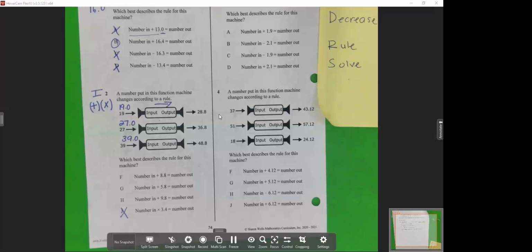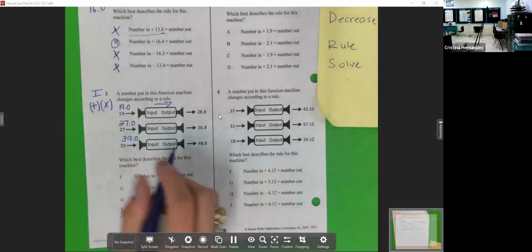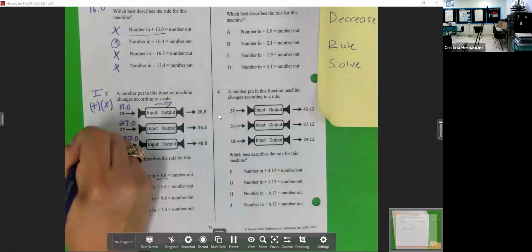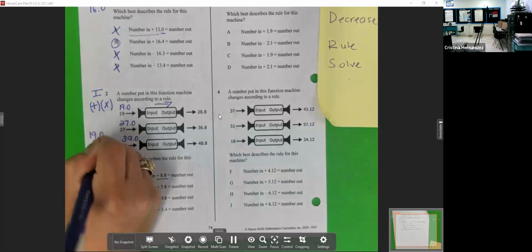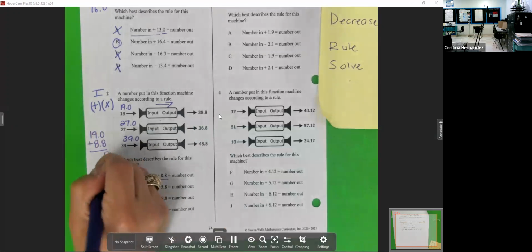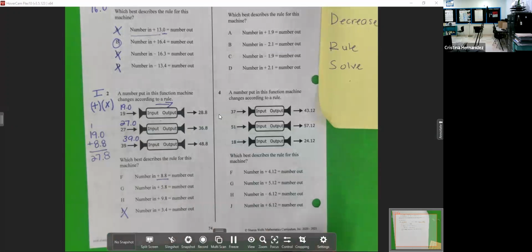All right, Vida, let's solve this one. Help me solve it. Okay. So what do we add 8 to? We add 8.8 to 19. All right. Yeah, so that's going to be 27.8, but that's wrong. Bingo. Good job. So we cross that out.